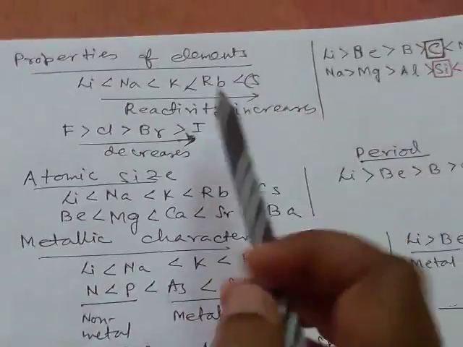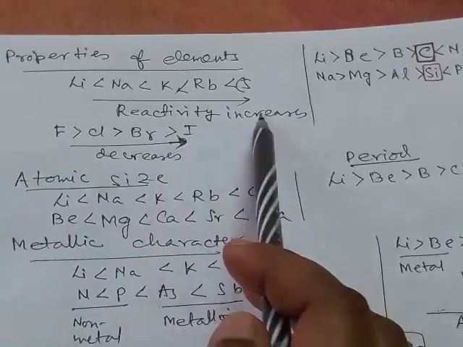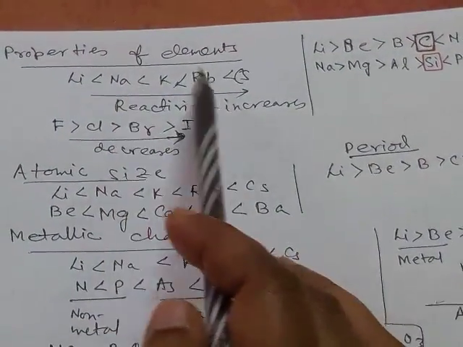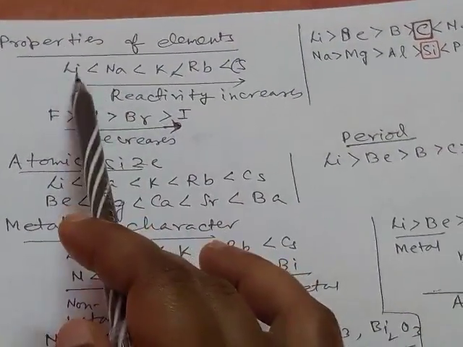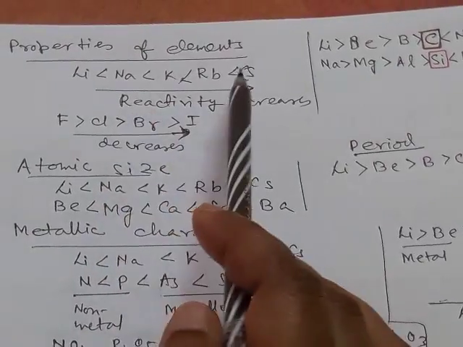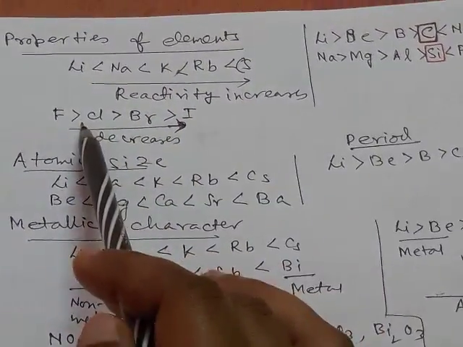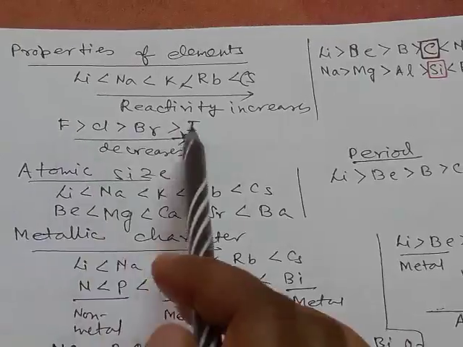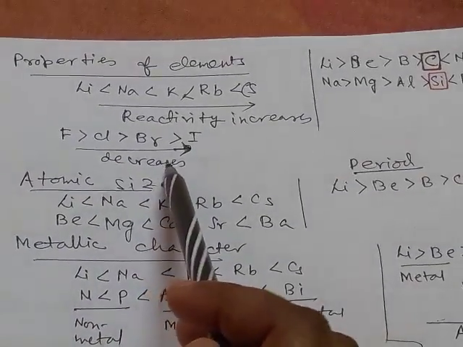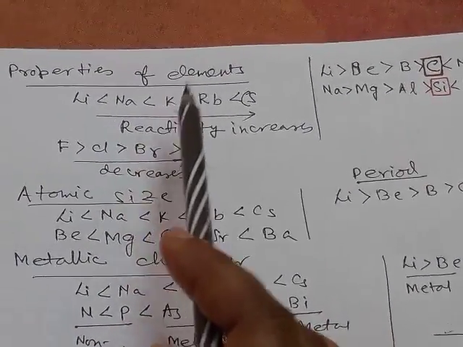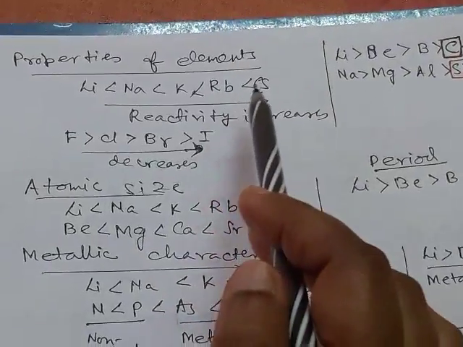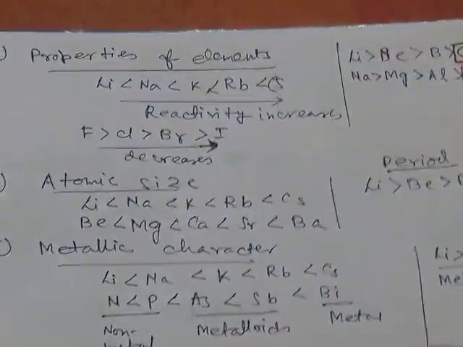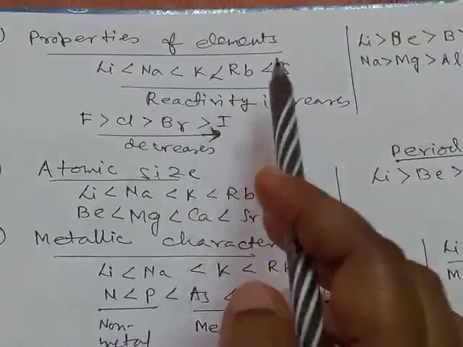Now properties of elements. Reactivity increases along a group. If we move down a group from lithium to cesium, reactivity increases, but for the non-metals like fluorine to iodine, their reactivity decreases. So along the group, as the properties remain the same, there will be regular variation of the properties.